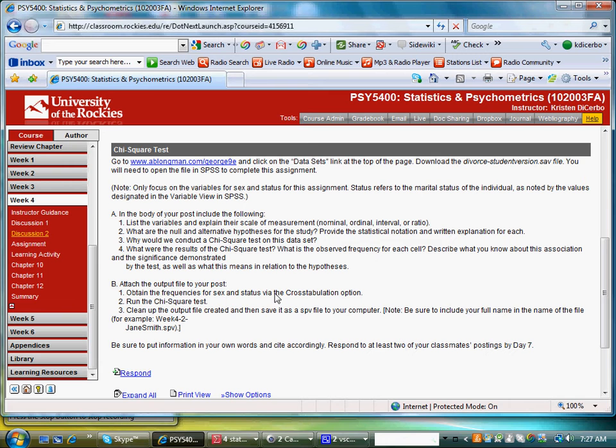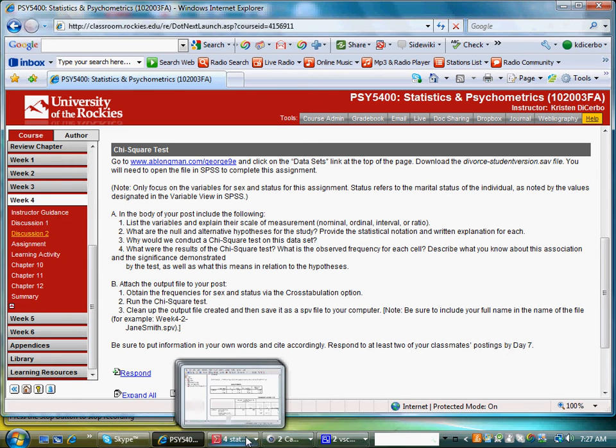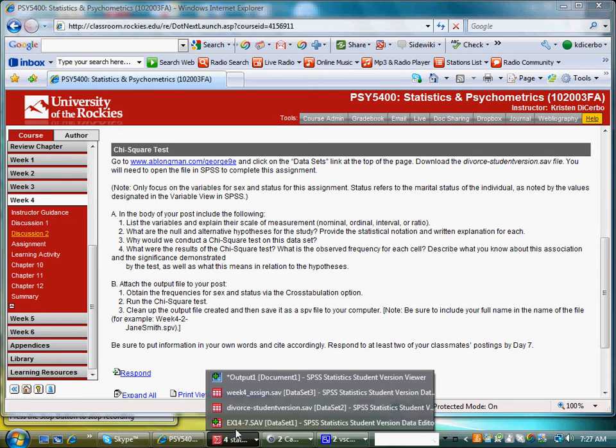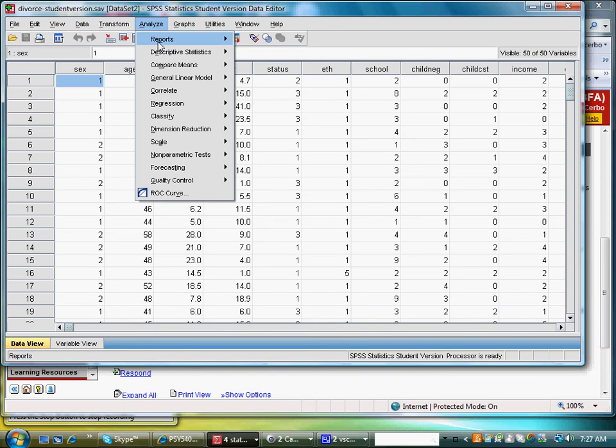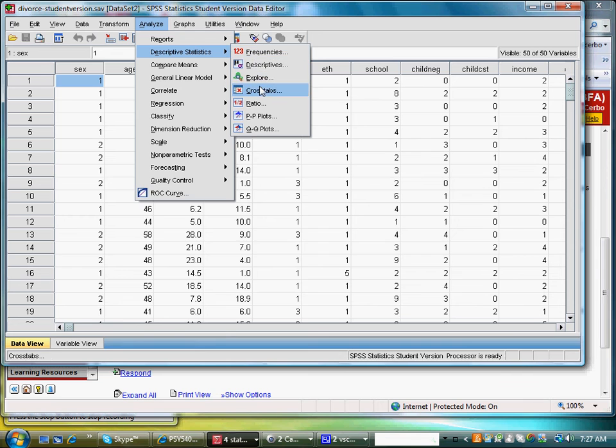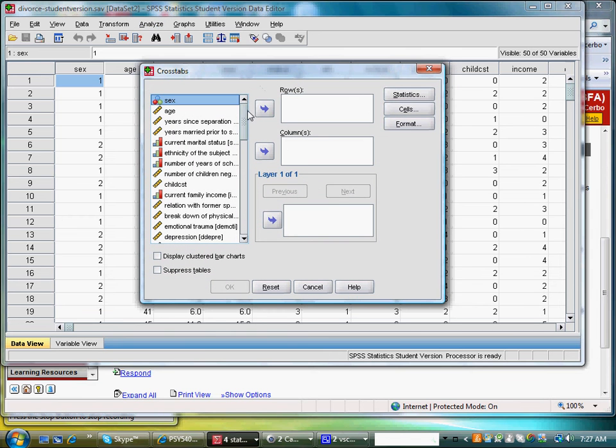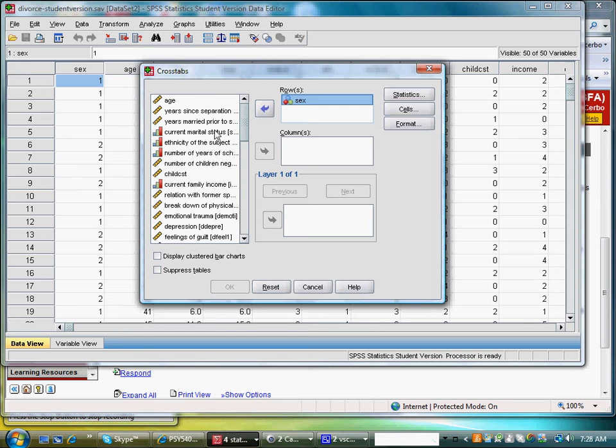So in that case, we're going to be doing a chi-square test. So we open that data set. I've already got it open here. And to do the chi-square, we're going to go to descriptive statistics, cross tabs. And it doesn't actually matter which one you make the row and the column, but we'll make sex into row and current marital status into the column.